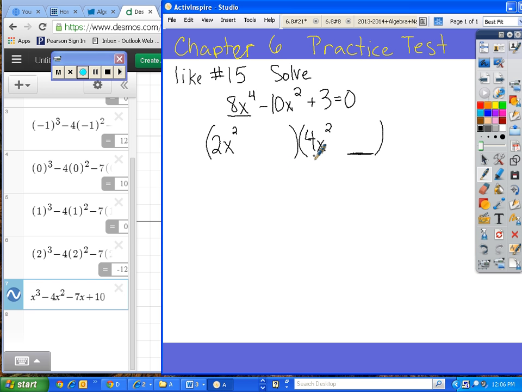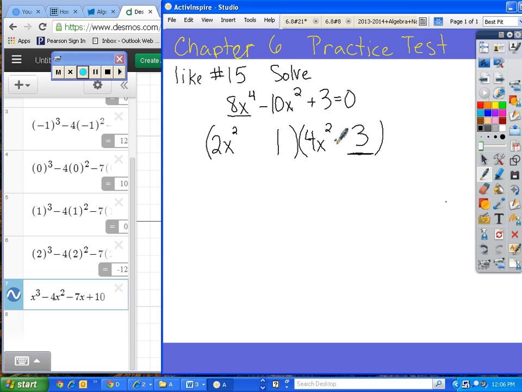So which one? Let's see. I could put my 3 here and my 1 here. Now, if you don't get this the first time, you just cross it out and go to the next, try a different factor. I think we're going to get it to work here. So I'm going to plug it in.